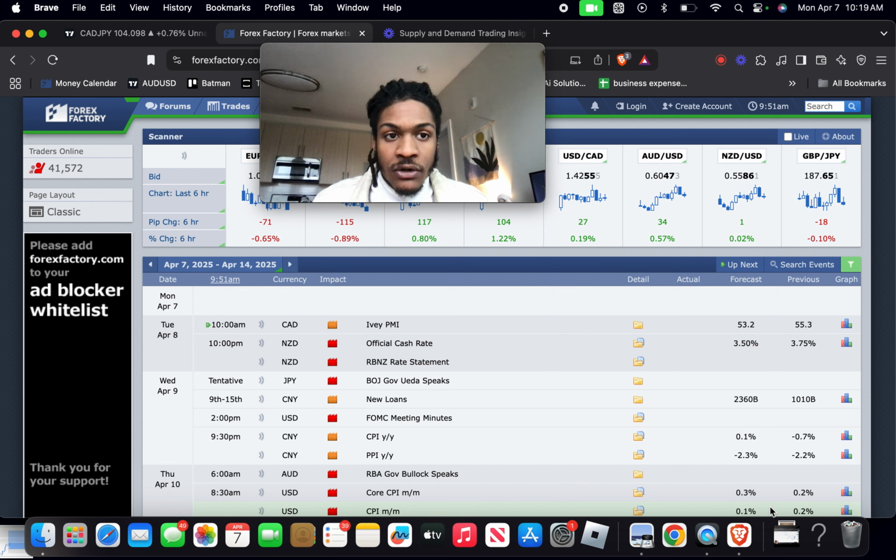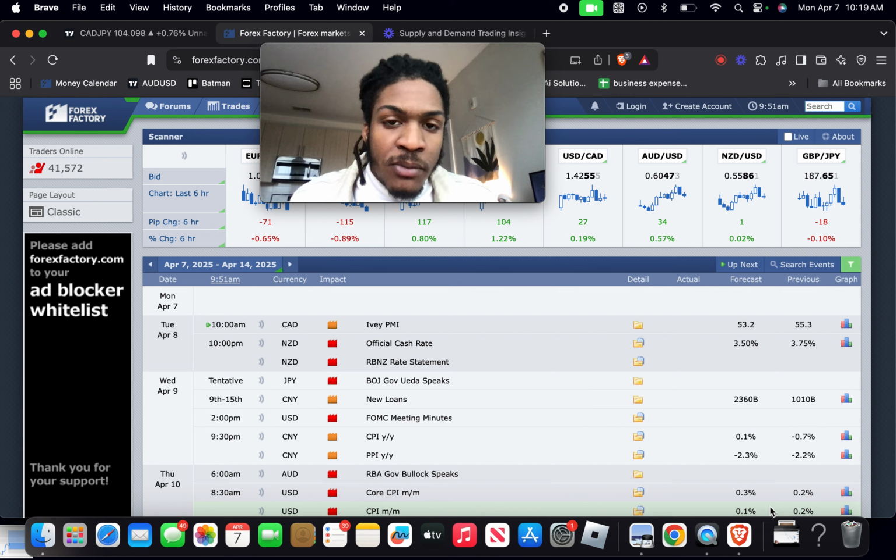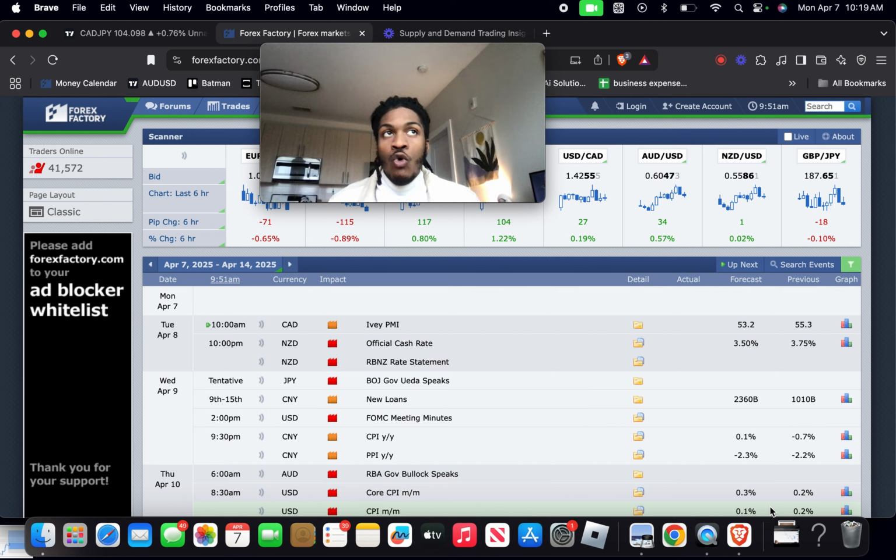It's called the Money Calendar. It's really called Forex Factory, but I call it the Money Calendar because it's basically a money calendar. And the reason it's a money calendar is because as a supply and demand trader, we're making money. Supply and demand is simply expansion. When the market expands, we have trading opportunities. And those trading opportunities are our supply and demand zones.